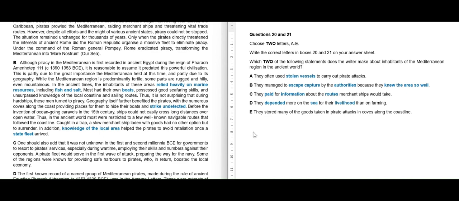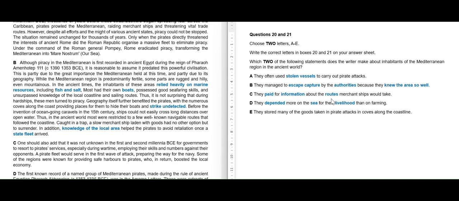Option C. The keywords in this option are paid, information, and routes. There is no mention of paying or money and any other word which can be used as synonymous to the keywords mentioned in the option. Hence, we can rule out option C as answer.